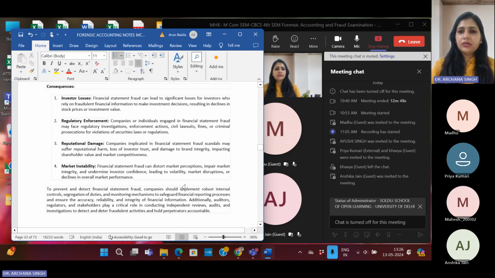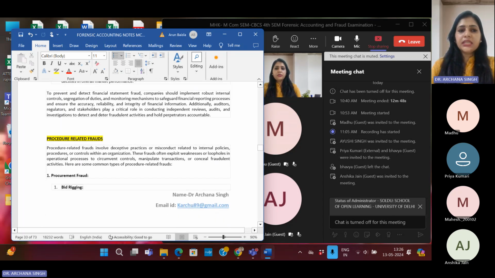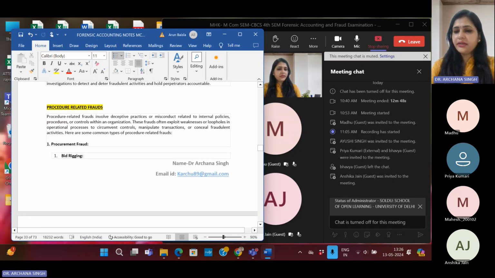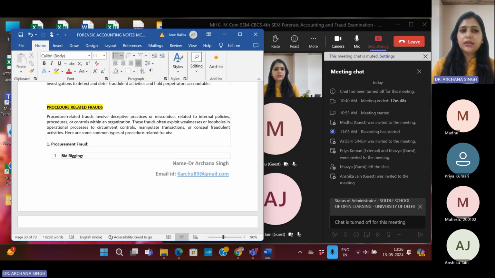Auditors, stakeholders, and regulators, while doing independent reviews, audits, and investigations, should detect and deter the fraudulent activities and make the perpetrators accountable for those fraudulent activities. Okay. Now, next is procedure related frauds. What are the procedures that are related to frauds?